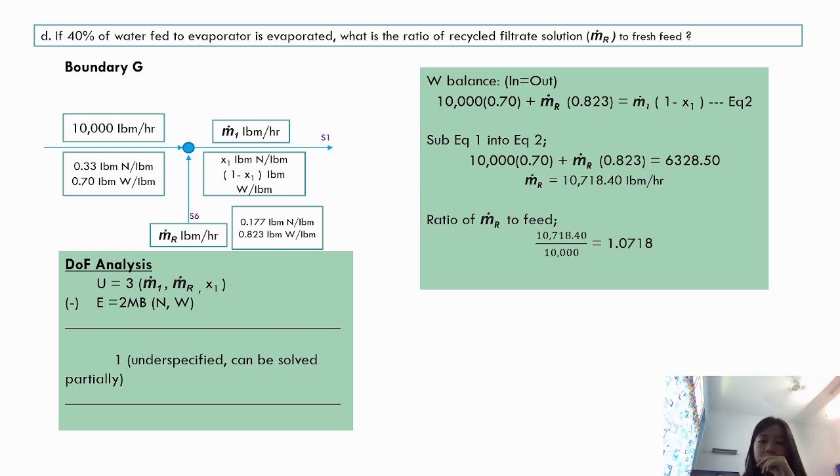So we use the water balance, in equals out: 10,000 times 0.7 gives the water in the feed, and MR times 0.823 gives the water from the recycle stream, equal to M1 times 1 minus X1. This is our second equation. Then we substitute our first equation into the second equation. We get MR, the recycled filtrate solution, equal to 10,718.4 pound mass per hour. After we get MR and we have the value of the fresh feed, we can get the ratio, which is 1.0718. I'll pass to the next.